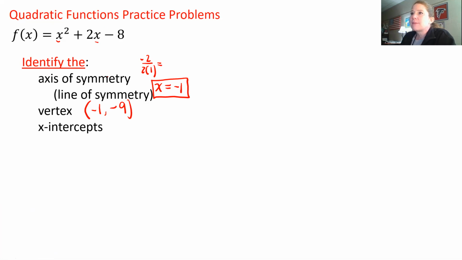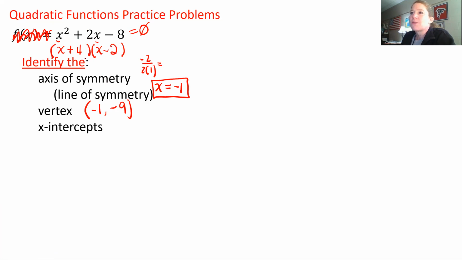The x-intercepts is what x is when y equals 0. So we're going to set this thing equal to 0. We're going to ignore this part right now. We're going to exchange f of x for y, and y is equal to 0. So we're thinking of two numbers. When we multiply, we get negative 8, and when we add, we get positive 2. So those two numbers would be positive 4 and negative 2.